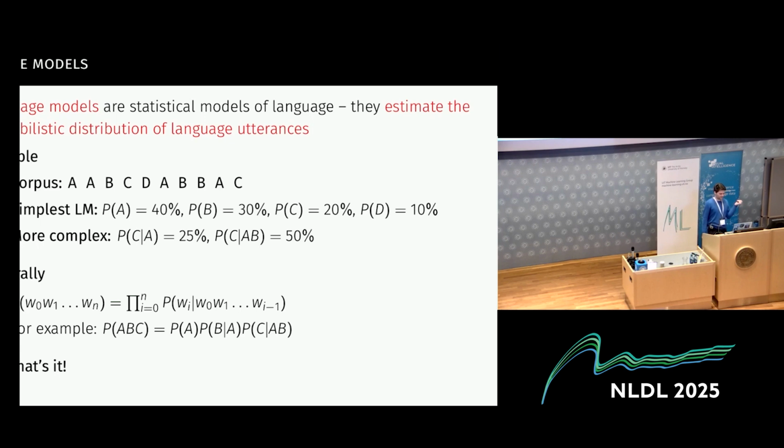And generally, just by having these huge tables of conditional probabilities, we can then estimate the probability of any kind of sequence of symbols, or in our case, words, by using this chain rule. We factor the probability into these products of conditional probabilities. So for example, the probability of A, B, C, right after each other, is equal to the probability of A times the probability of B given A times the probability of C given AB.